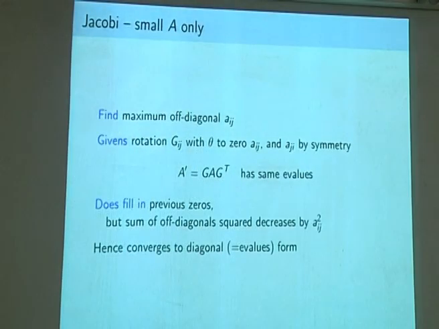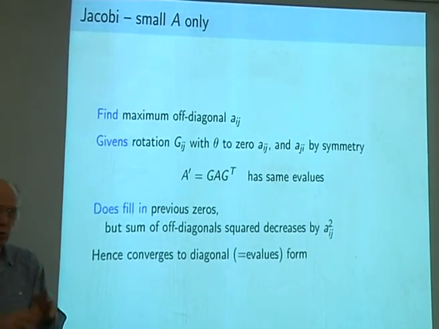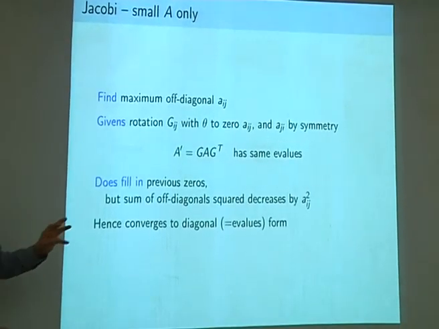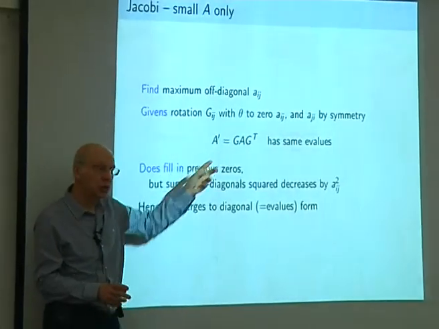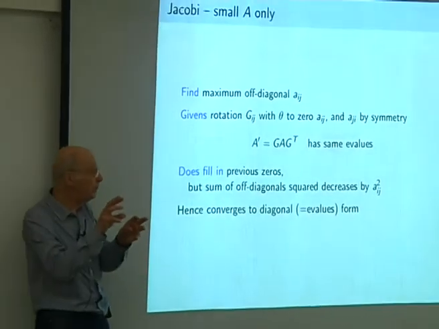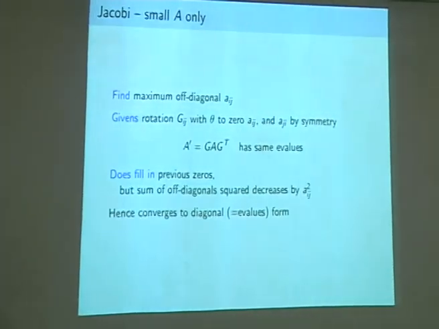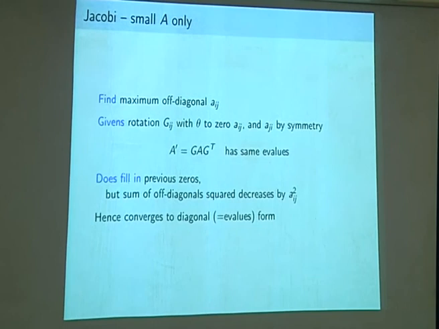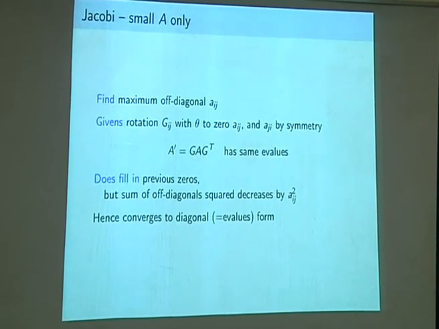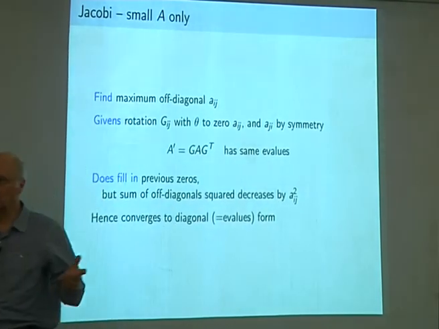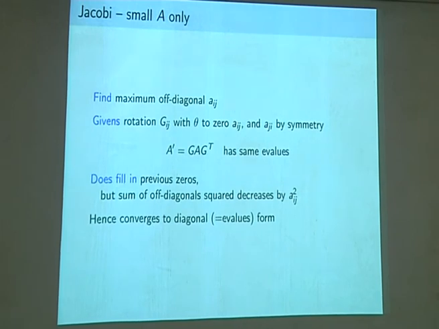The Jacobi method is only good for small n by n matrices. What you do is look at your A, which is symmetric, find the largest off-diagonal term, and do a Givens rotation to make sure that the largest off-diagonal term is zeroed. Agreed, you will create non-zeros elsewhere, but you can prove a little theorem that the sum of the off-diagonals decreases by, I think, 2 a_ij squared. So the sum of the off-diagonals will go down.